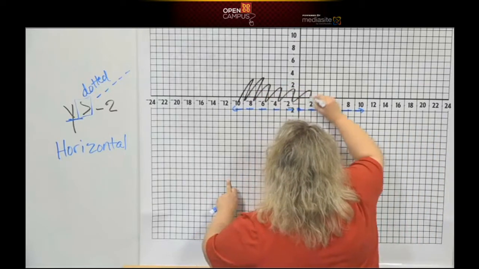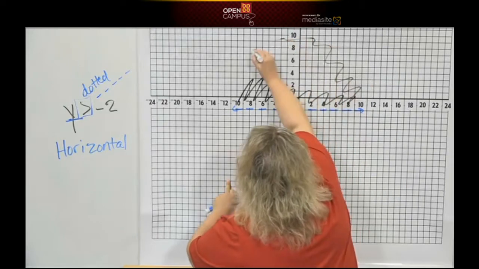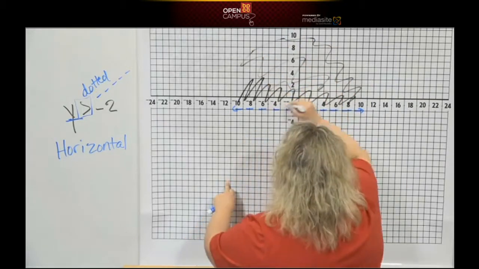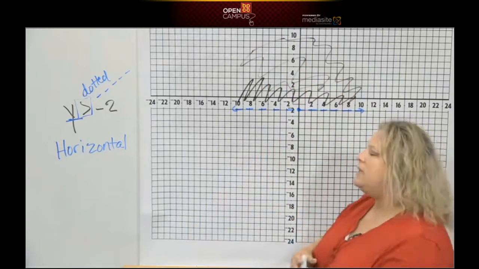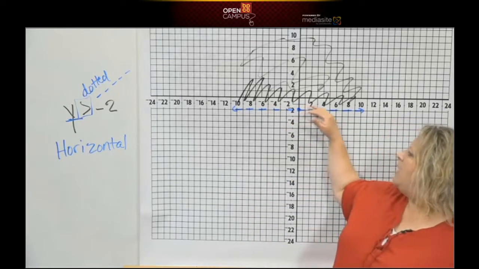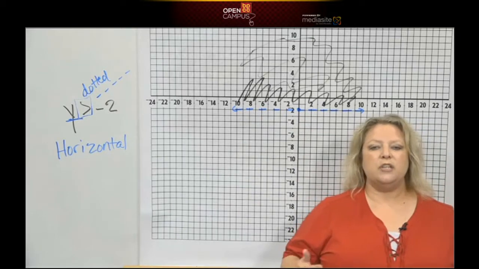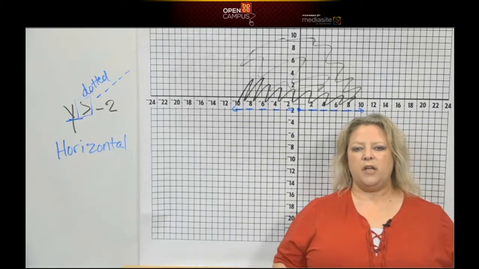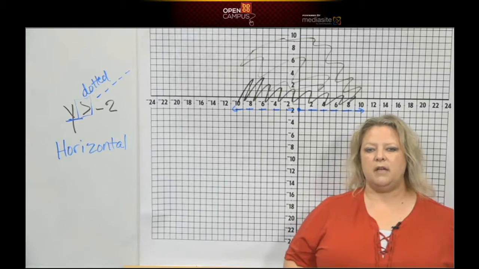So I don't care how you shade it. You can shade a bunch. You can shade a little bit going right to the line. It really doesn't matter as long as you show, hey, the stuff that's above this line is your solution set. That's what we call it, a solution set, okay?